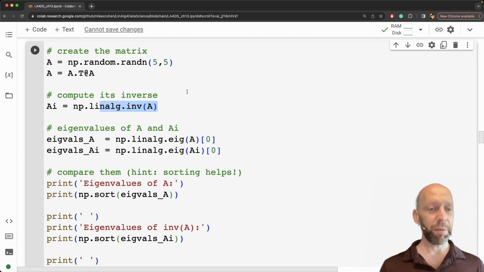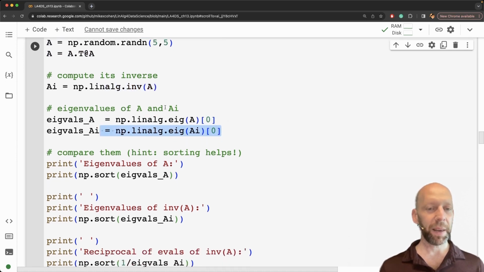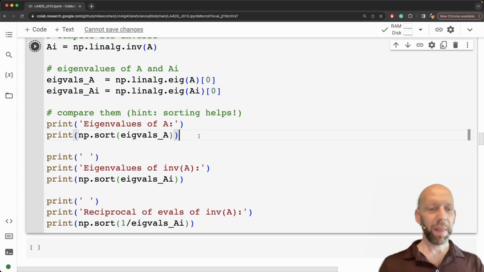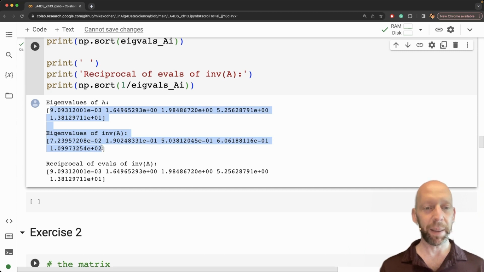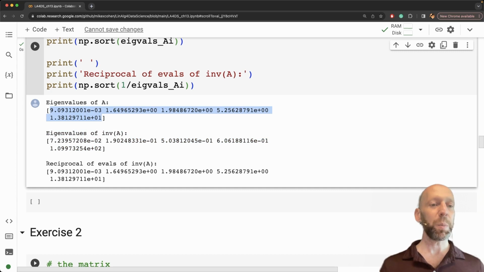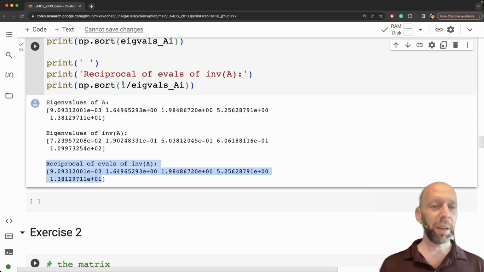Okay, here I take its inverse. Here I find the eigenvalues, and then I compare them. Okay, so that part is pretty straightforward. So we see here are the eigenvalues of A, the eigenvalues of the inverse of A. And now, again, we don't expect these two to be identical. We expect the eigenvalues of A to be equal to the reciprocal of the eigenvalues of the inverse of A. And you can see that here I'm just saying 1 divided by.